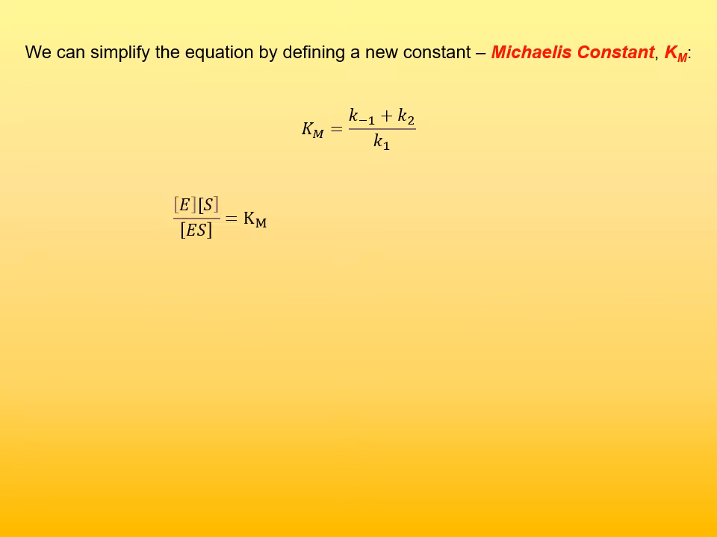And so when we replace that into the equation, we end up with concentration of enzyme multiplied by concentration of substrate divided by concentration of enzyme-substrate complex equals the Michaelis constant. Or if we rearrange that equation a little bit, we end up with concentration of enzyme-substrate complex equals concentration of enzyme multiplied by concentration of substrate divided by the Michaelis constant.